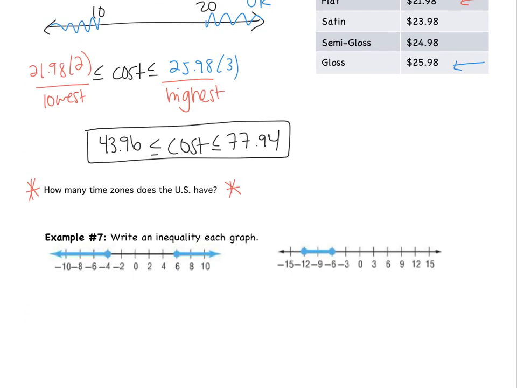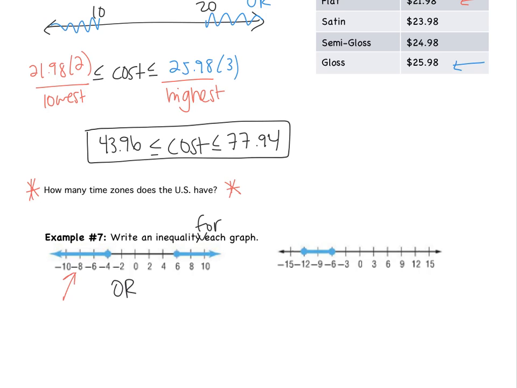Okay. We have a few more examples to do, and then you're going to be finished. Example number 7 says, write an inequality for each graph. I'm going to do the left one with you, you're going to do the right one. So the left one, you're going to notice we have the outer parts of the graph. So this should tell you right now it's going to be an OR.